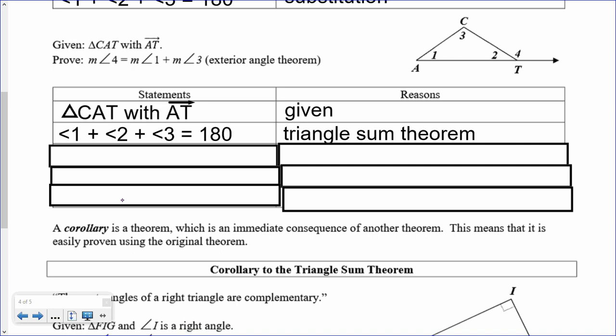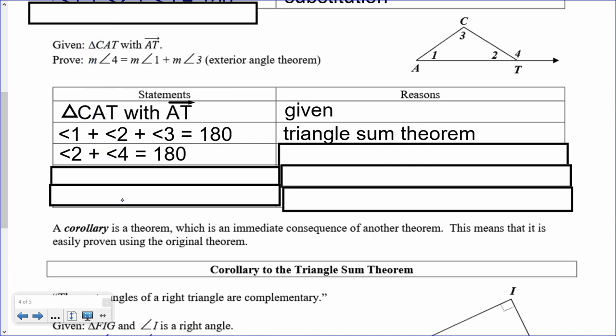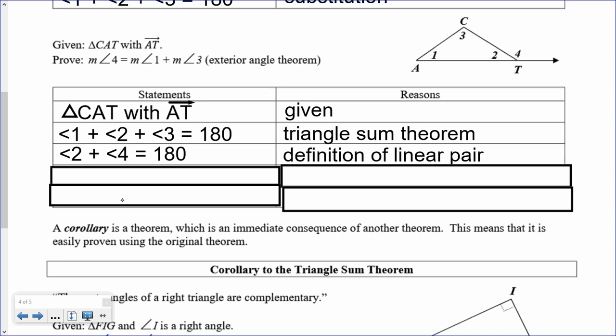Is there another relationship with angles in the picture? What kind of angles are angle 2 and angle 4 when you look at them? They're a linear pair. So I know that angle 2 plus angle 4 is equal to 180 because they're linear pairs. So, definition of linear pair.